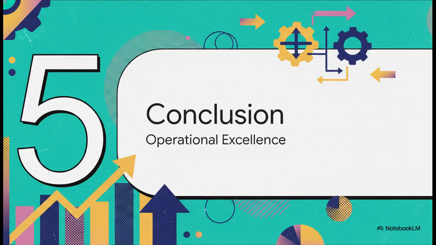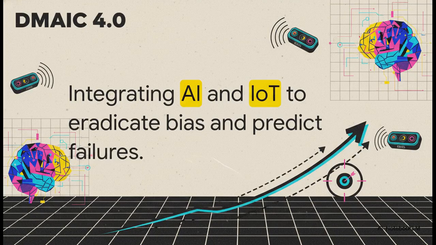And that brings us to Section 5, Conclusion and Next Step. Let's talk about the future of operational excellence. The future of all this is DMAIC 4.0. We are moving way beyond manual clipboards and static spreadsheets. By integrating the Internet of Things, we can place smart sensors to automatically capture real-time variables, basically eradicating human bias in the measure phase. And in the analyze phase, big data and machine learning algorithms can instantly spot hidden, nonlinear micro-causes that a human inspector would never catch. We're shifting from just reacting to failures to literally predicting them before they ever happen on the line.